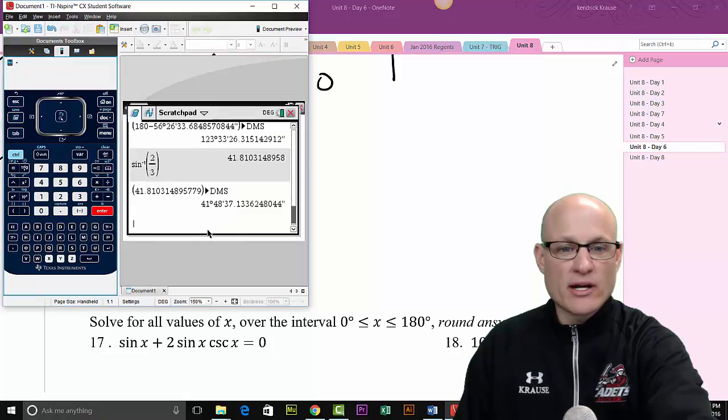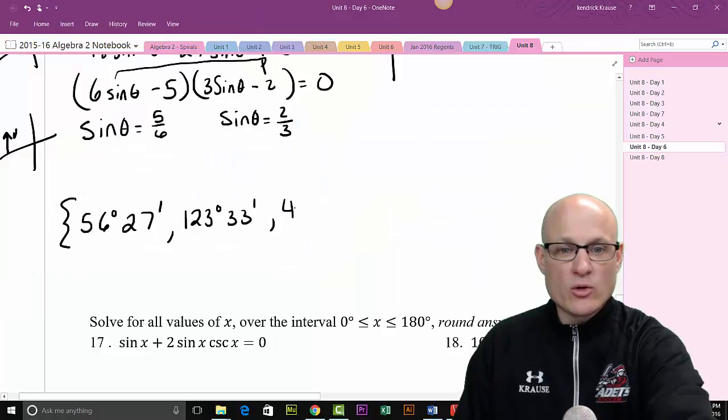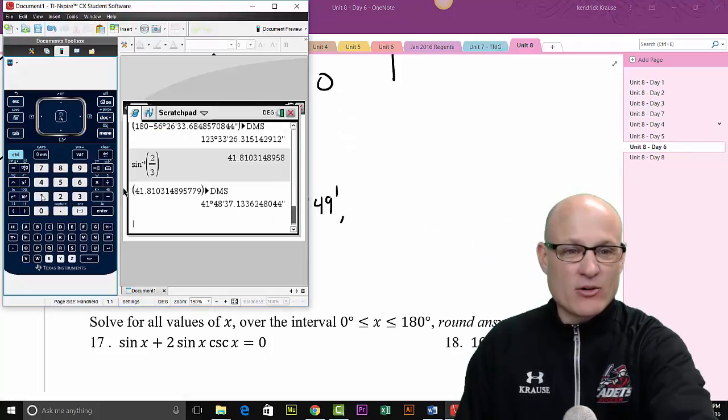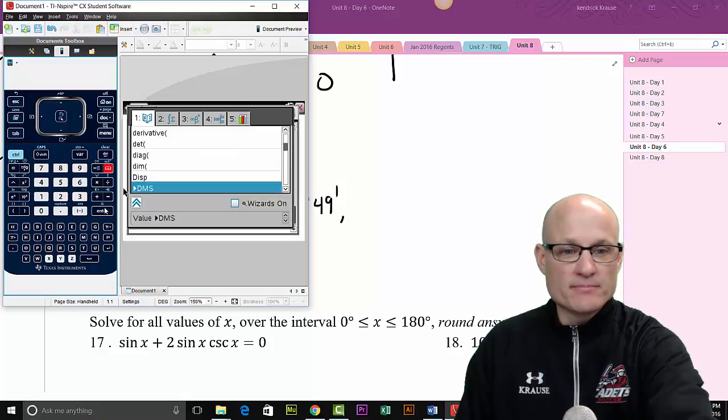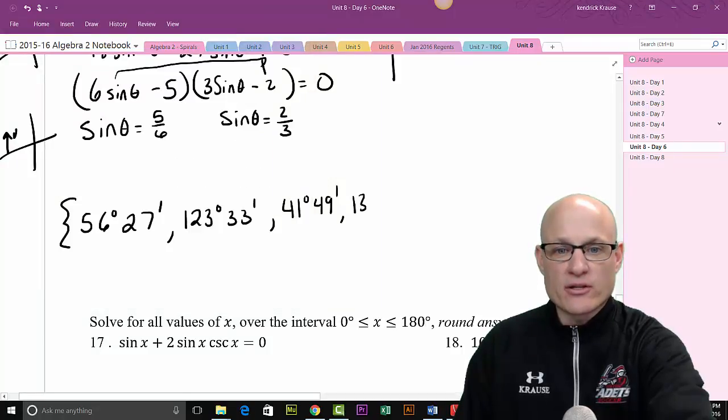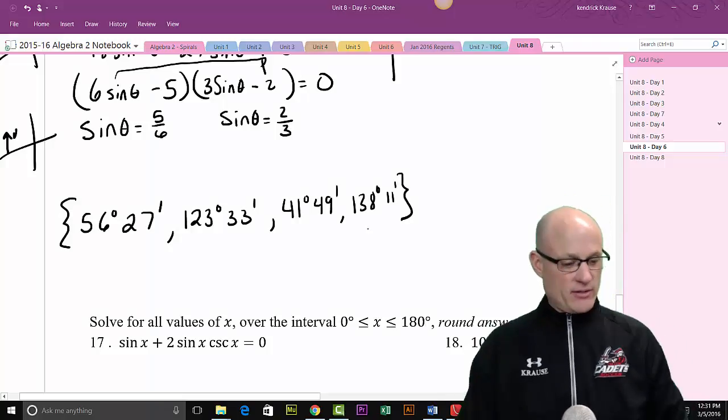41 degrees, 49 minutes. But we also need to get the one in the second quadrant, and that's taking 180, and we're going to subtract off this, and we'll DMS it right away. And we get 138 degrees, 11 minutes. Wow, 4 answers. That was a lot. All right, what do we got next?